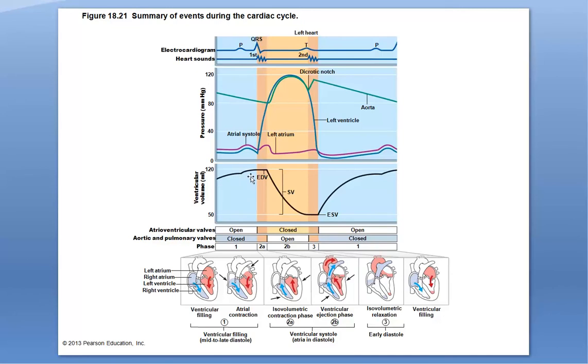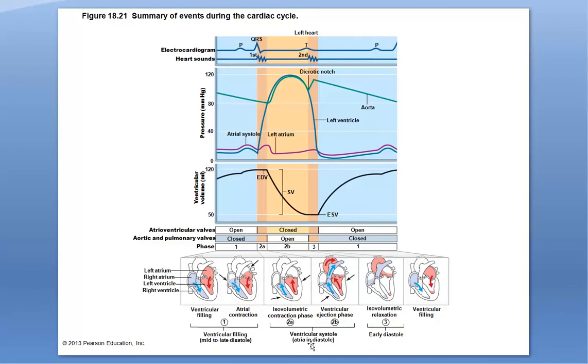At the end of ventricular filling, the atria contract so that they eject the last bits of blood in them into the ventricles. At that point the atrioventricular valves are open, and the pulmonary and aortic semilunar valves, those that guard the entrances to the pulmonary trunk and the aorta respectively, are closed so that there's no leaking of blood into those vessels. And when the AV valves close, we hear the first heart sound.